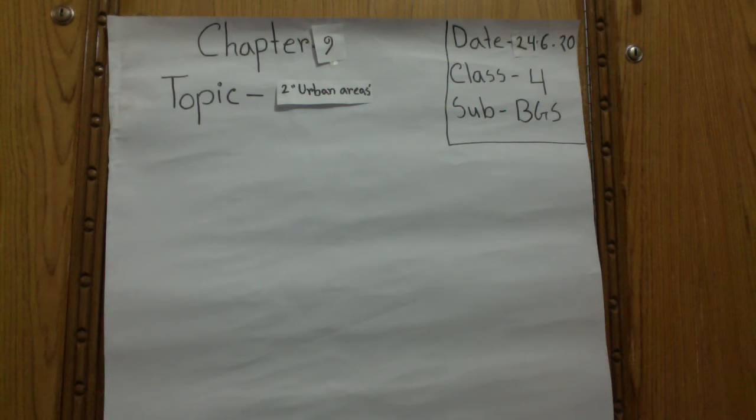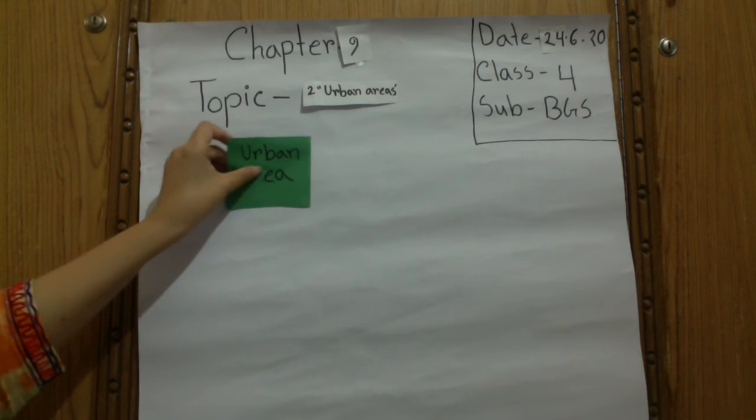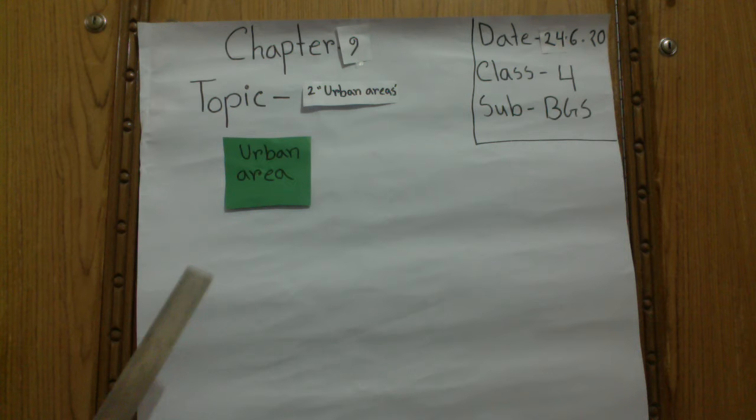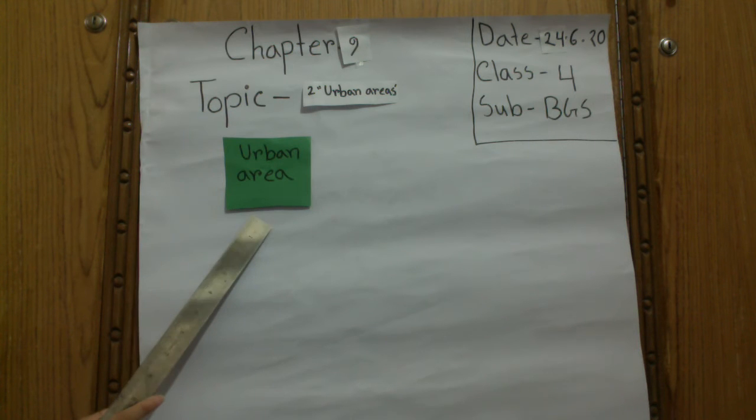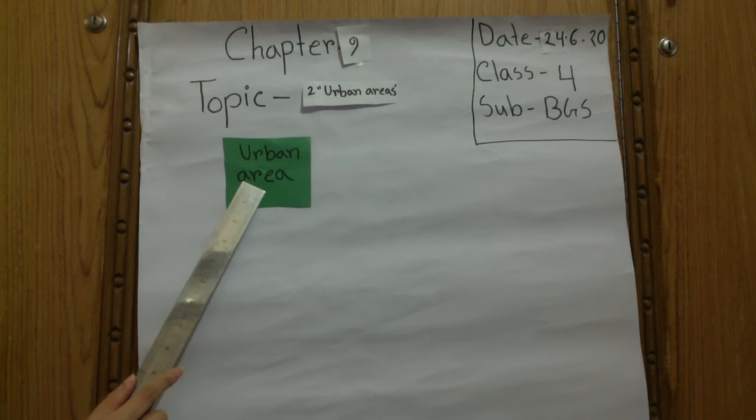At first, what is our topic name today? The urban areas. So, at first we have to learn about what is called the urban areas. What is an urban area? An urban area is a human settlement with population density and infrastructure of built environment like a city. This is called an urban area.